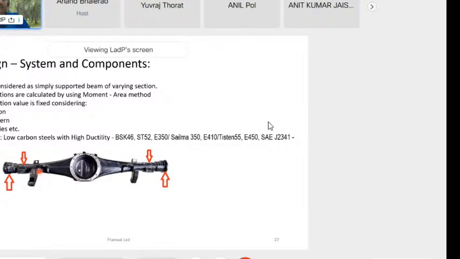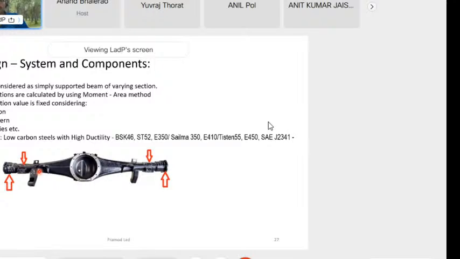Axle component design. The banjo beam is considered as a simply supported beam of varying section. Generally, the deflections are calculated using the moment area method. The maximum deflection value is fixed considering the vehicle application, overloading pattern, and material properties.